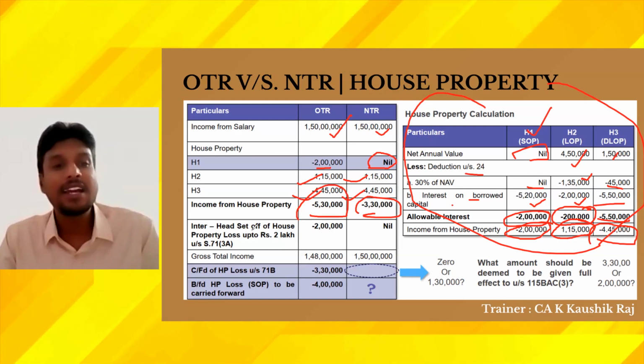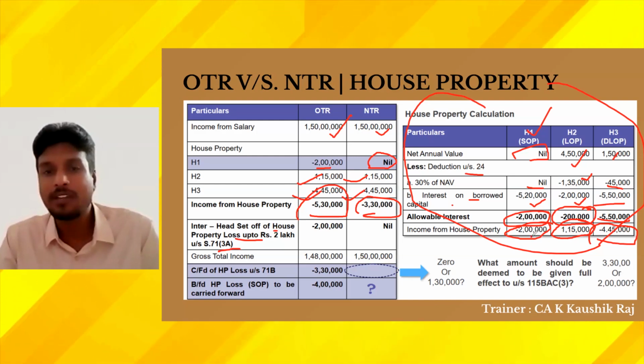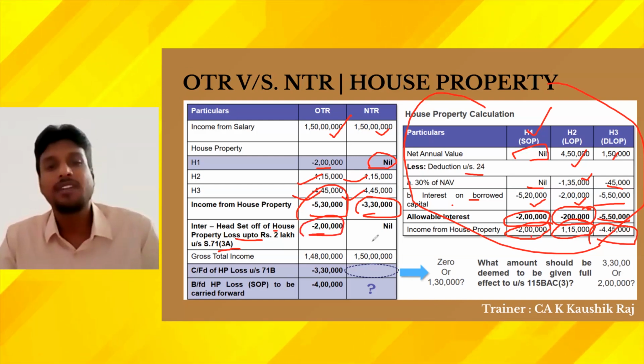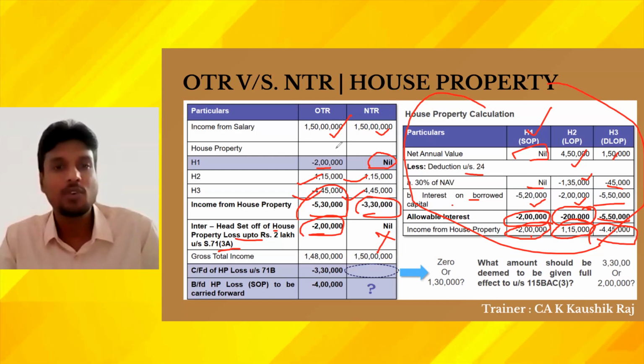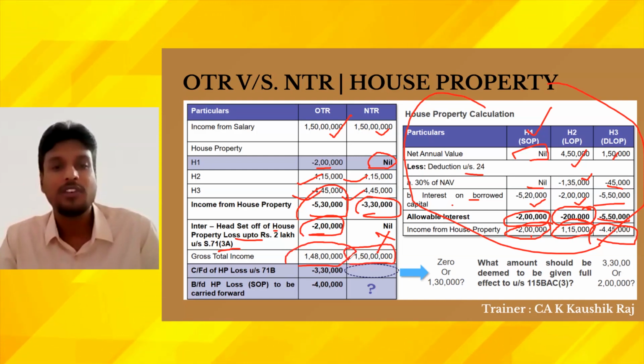And inter-head set off of house property loss of up to 2 lakh. This loss could have been set off up to 2 lakh under old tax regime. It is not allowed under new tax regime. So net effect, we will get 1 crore 48 lakhs versus 1 crore 50 lakh.